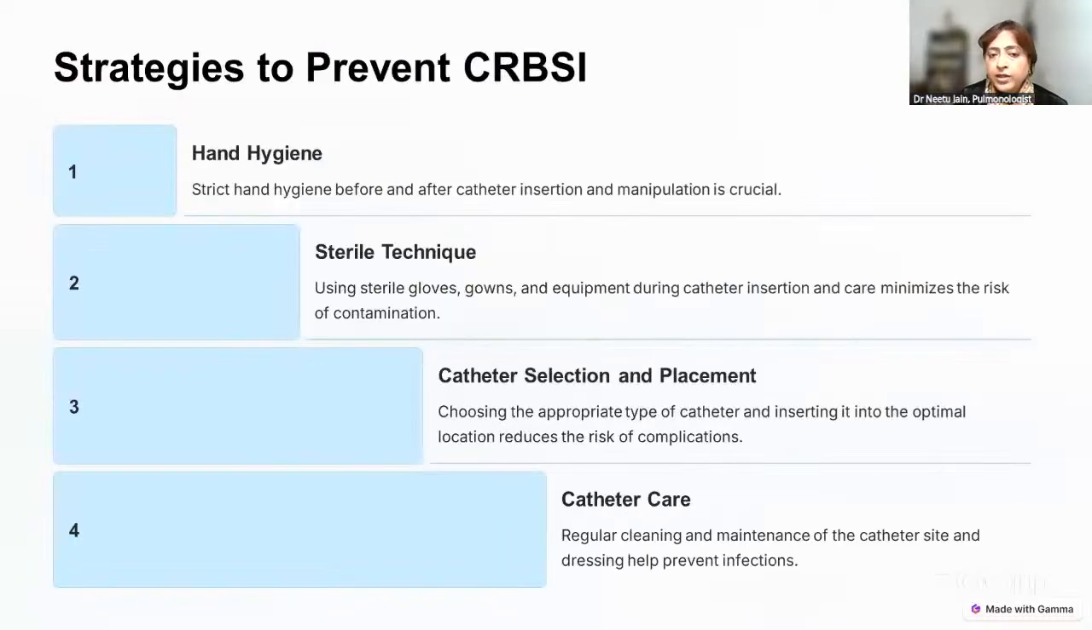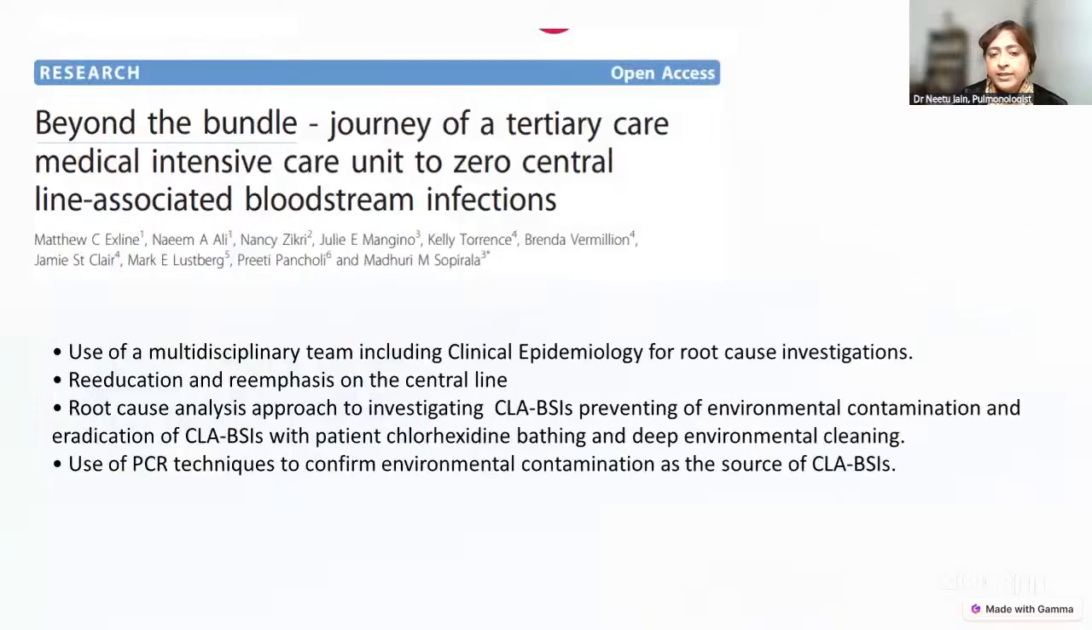Hand hygiene, sterile technique for VAP, for catheter-associated urinary tract infection. But there is something beyond the bundle. That was a start, and that was improved. Now we are going towards excellence.